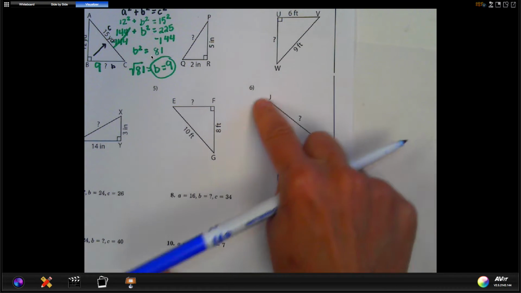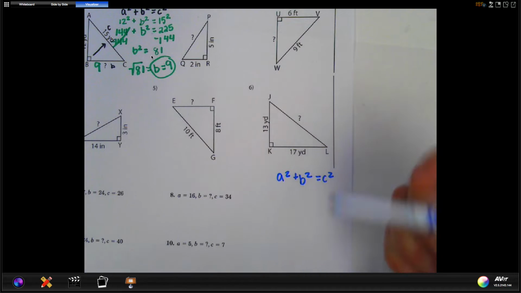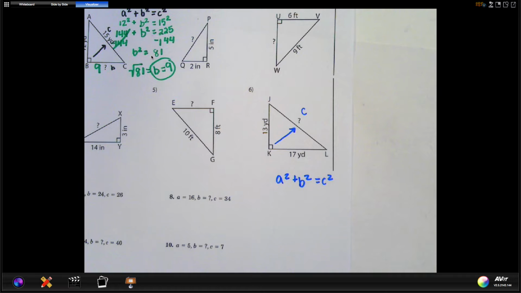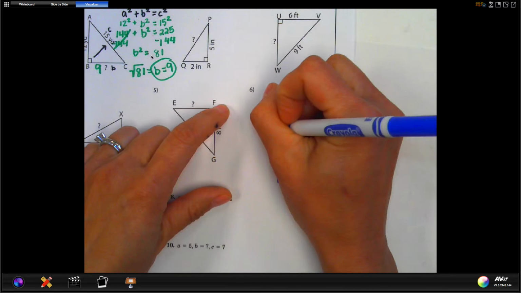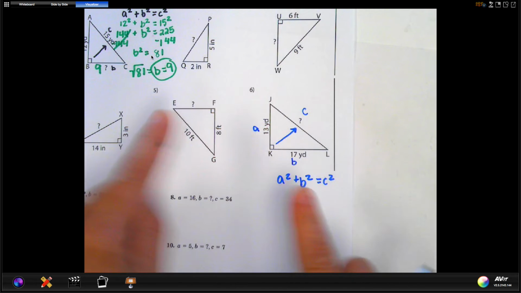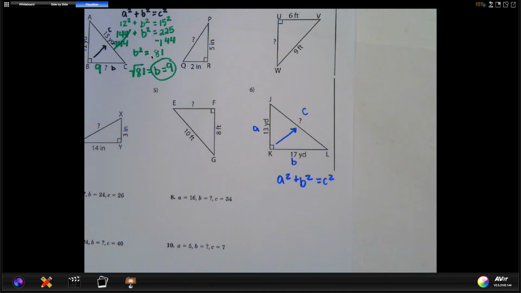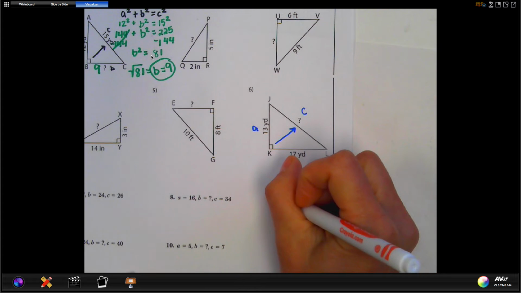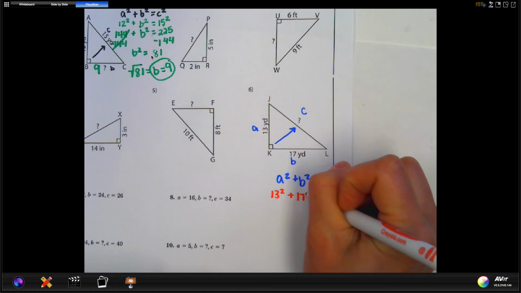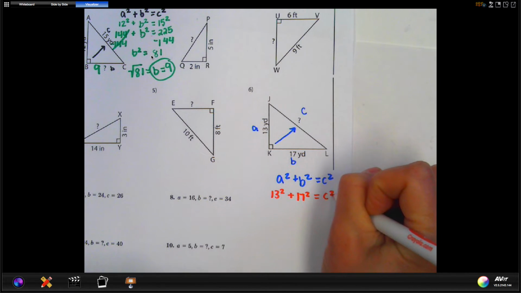Then I need to label around my triangle. So the first one I label is c, which is across from the right angle and is also the longest side. a and b, I like to go in order. So my smallest one is a, that's 13. My next is b, which is 17. You can flip-flop those and you will get the same answer. It will be fine. Okay, let's plug in what we know. So a squared, we're going to write 13 squared. b squared now we know is 17 squared. And c squared is the one we do not know.